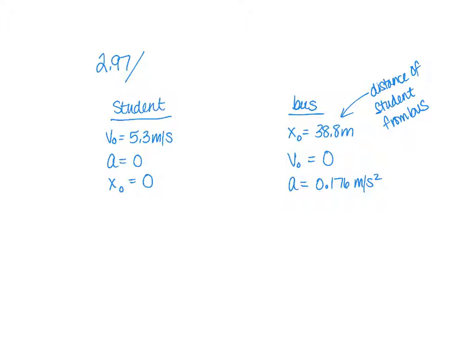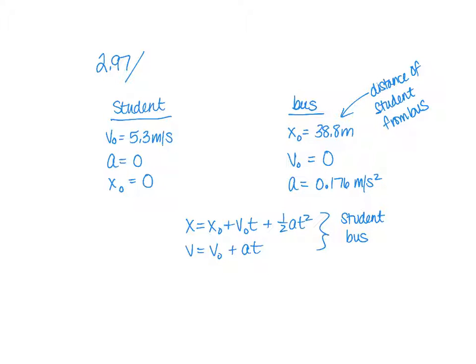So the basic idea here is that we're going to be using these expressions that we saw in this chapter, which are the expressions for position and velocity in the case where we have constant acceleration. And so I'm going to use these equations, but I'm going to make them specific so that I'm going to be able to write them for both the student and the bus in a minute.